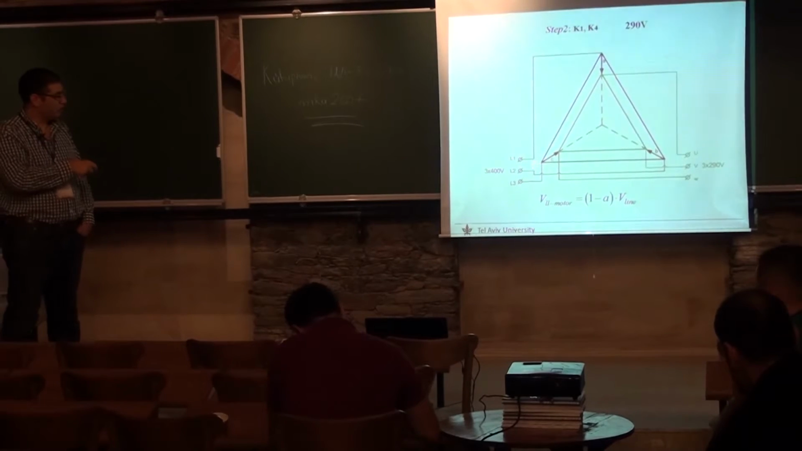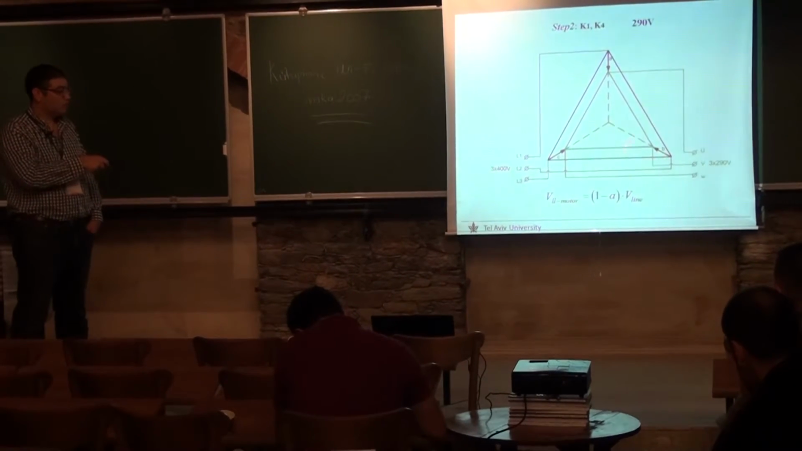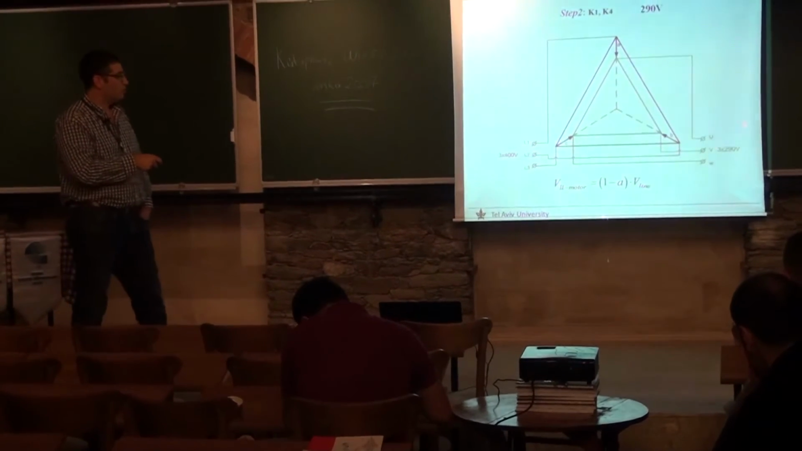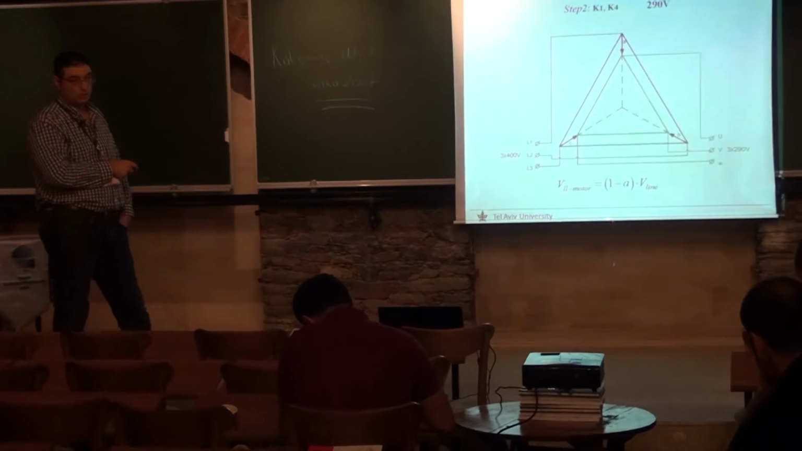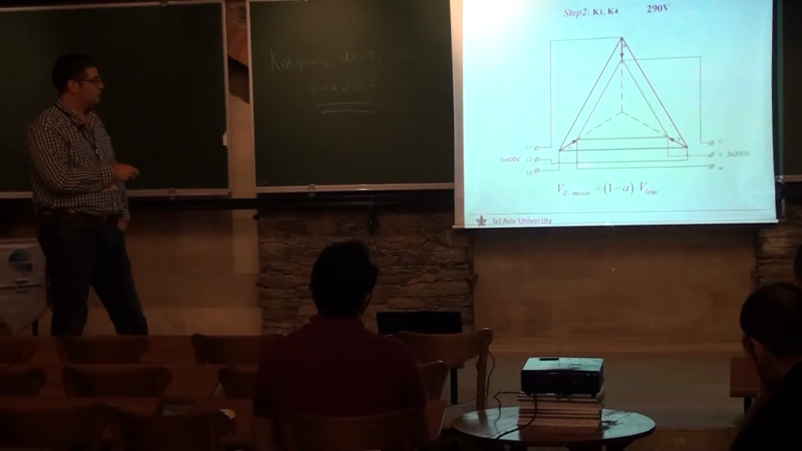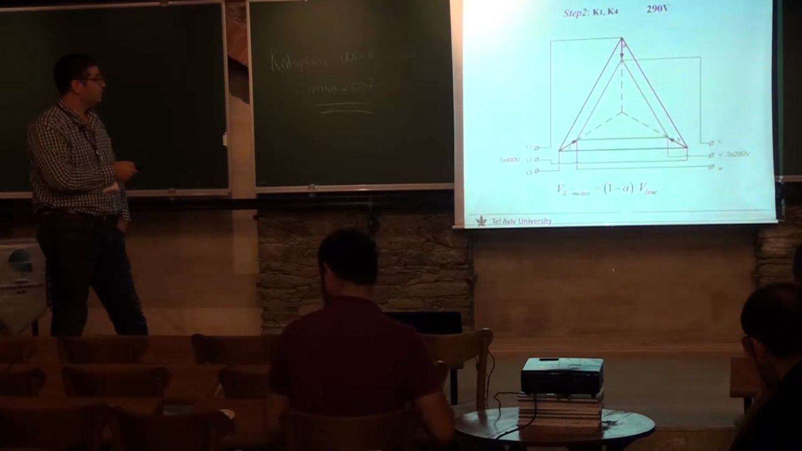So the situation is like this, and that's how we generate the second voltage level. Now they are no longer on the delta, but here. So they are smaller also. So in this case we generated 290 volts line to line. And this is the relation between input and output of this arrangement.